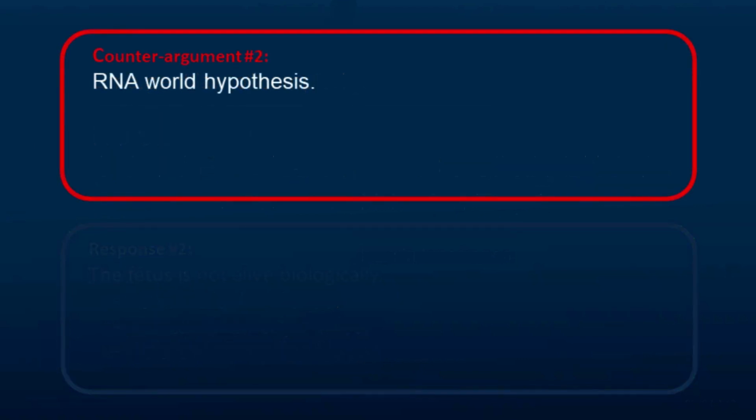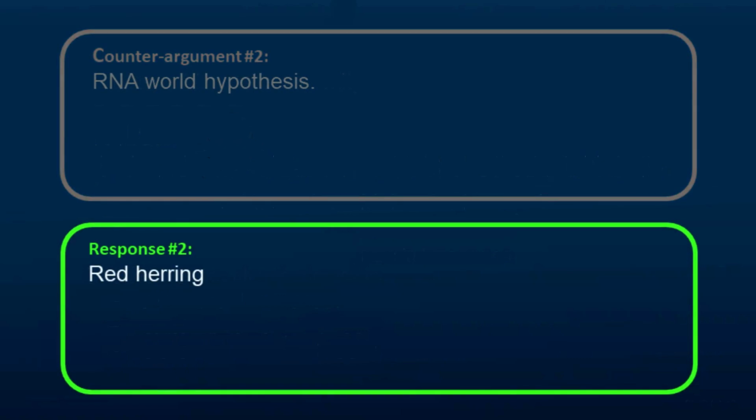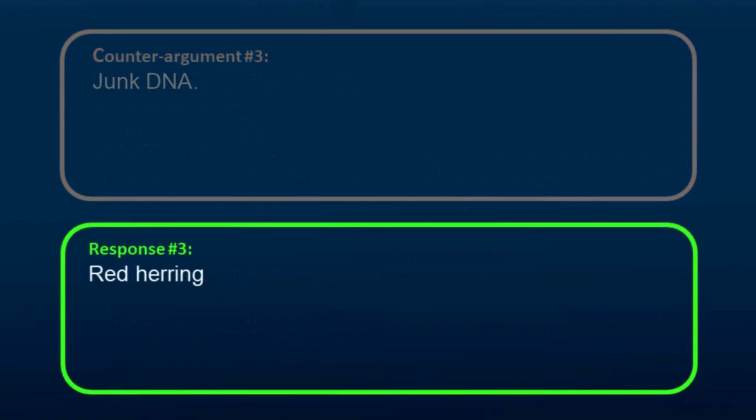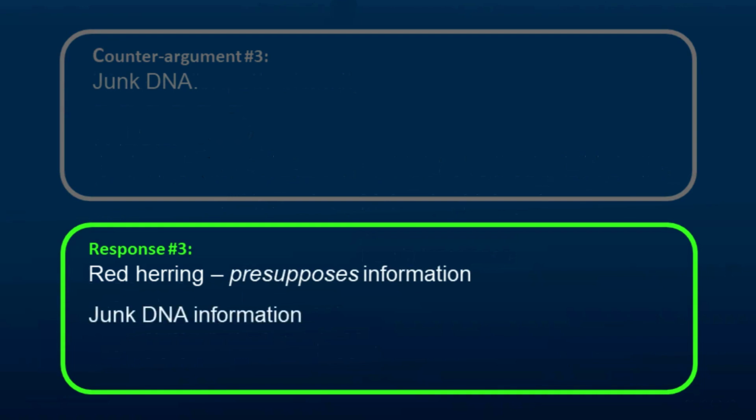Another counterargument is about the RNA world hypothesis. This argument is a red herring in regards to the information in DNA, since this hypothesis only explains what happens after the information is present. RNA still carries information. Another counterargument is about the presence of junk DNA. This argument is a red herring in regards to the information in DNA, since it presupposes the presence of information. Junk DNA still carries information.